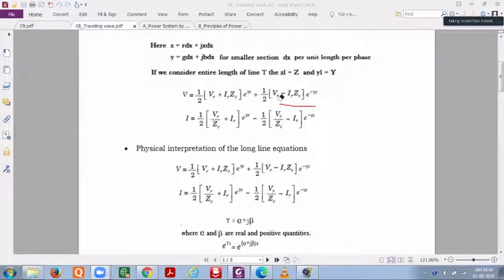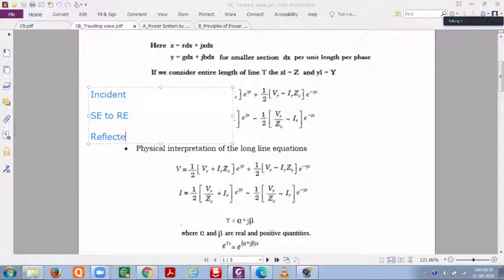The simple point here, I'm writing the words here also, same thing. These are the important conclusions, that's the reason I'm repeating. Incident means traveling from sending end to receiving end. Reflected, we need to take reference as receiving end to sending end. Because incident is originating from sending end, reflected is originating from receiving end, that is the point.